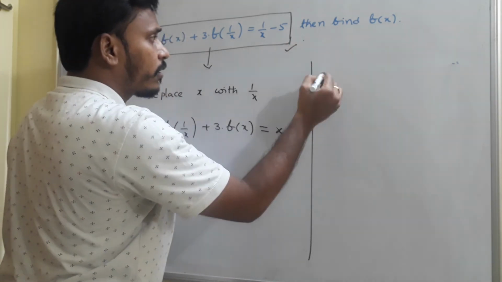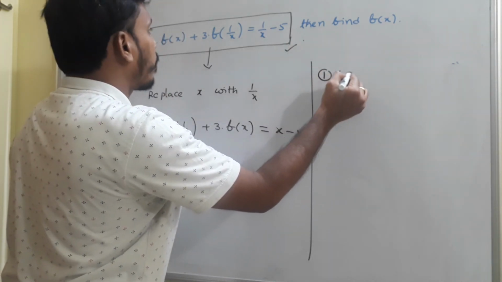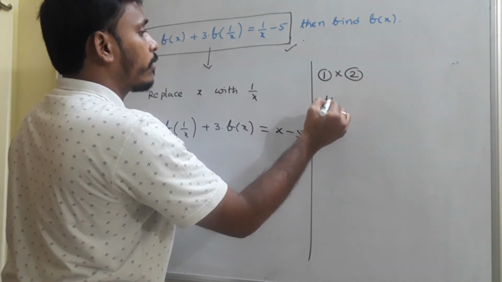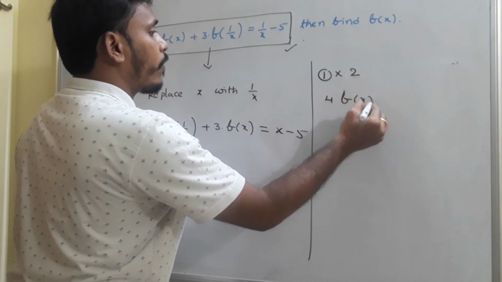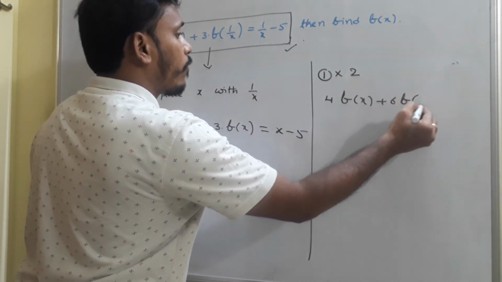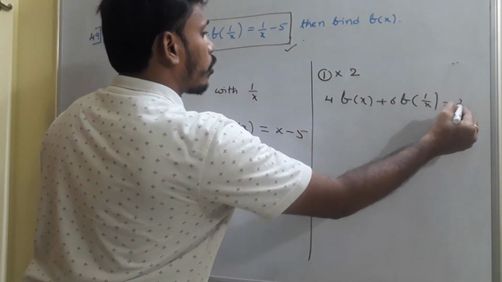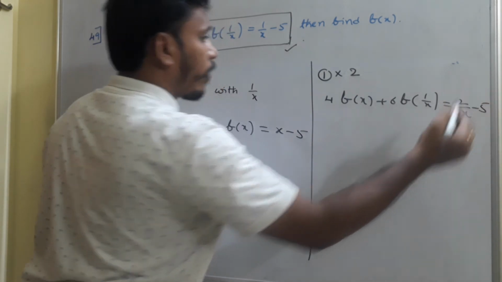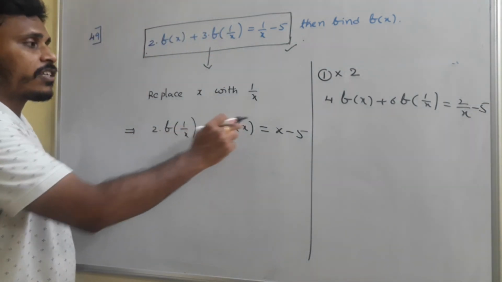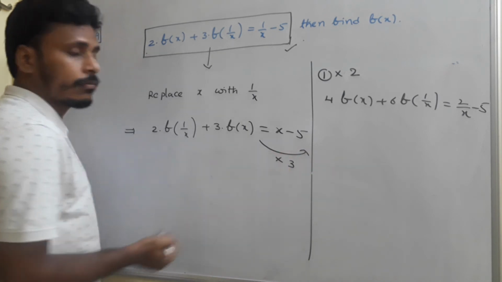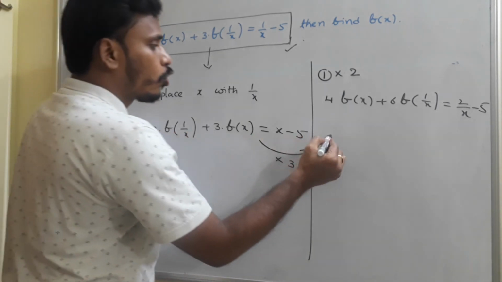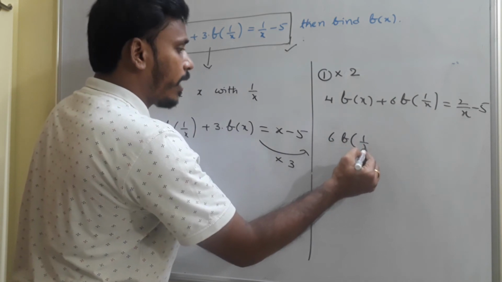The first relation, when you multiply with 2, what will happen? 2 into f of x plus 6 into f of 1/x is equal to 2/x minus 10. And the second relation is this, and I am multiplying this second relation with 3. Now what will happen? 3 into 2, that means 6 f of 1/x.